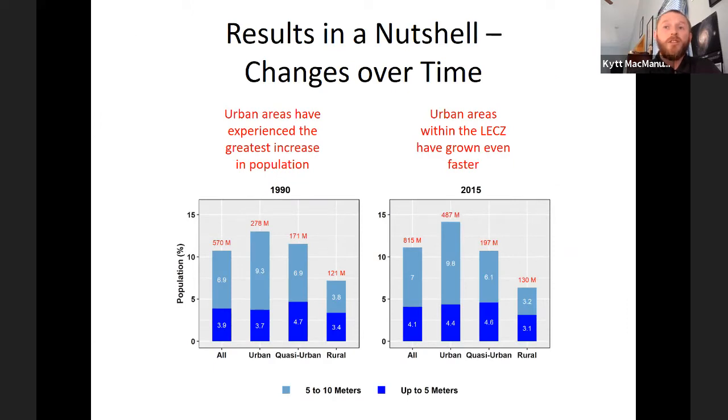So when we look at changes over time, though, we find that urban areas have experienced the greatest increase in population, and this is no matter which data set we used. And no matter which data set we used, we found that urban areas inside the low elevation coastal zone have grown even faster than those outside.